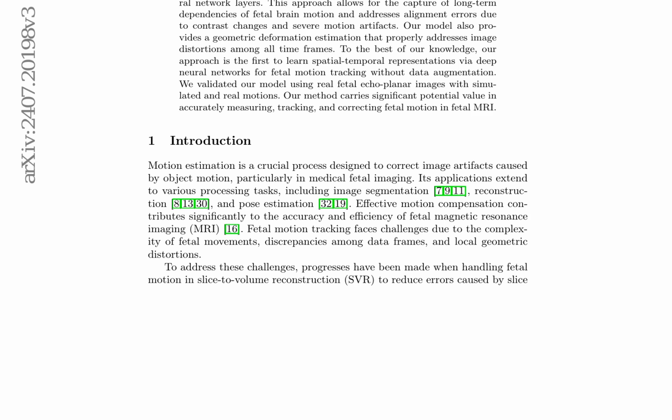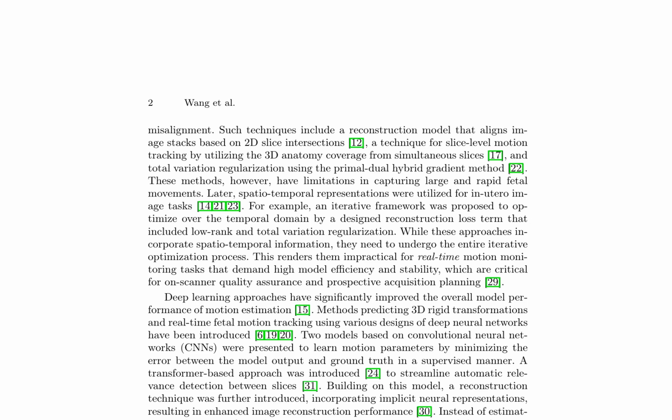Unlike existing methods, SpaER learns spatial-temporal representations via deep neural networks for fetal motion tracking without data augmentation. It has been validated using real fetal echo-planar images with simulated and real motions. Fetal motion tracking faces challenges due to complex fetal movements, discrepancies among data frames, and local geometric distortions.